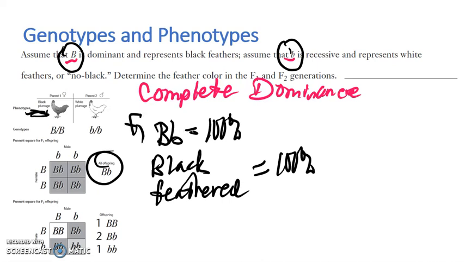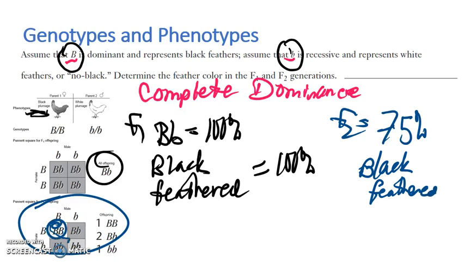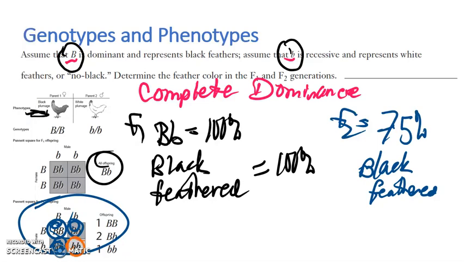Now if we look at the F2 generation, like we're used to, we're going to have a phenotype ratio of 3 to 1. We're going to end up with 75% that are black feathered, because we can see that in our boxes here. Big B, little b, big B, little b. Three of the boxes there are 75%. And then we've got one box that's little b, so that's going to be 25% that are white feathers.